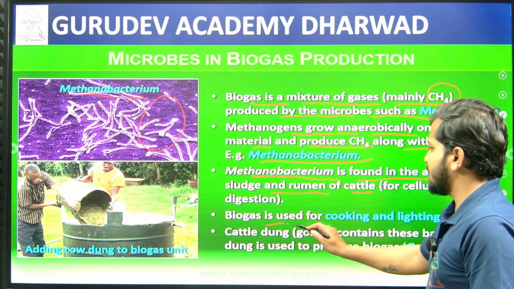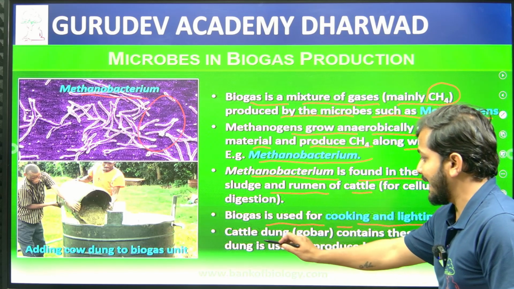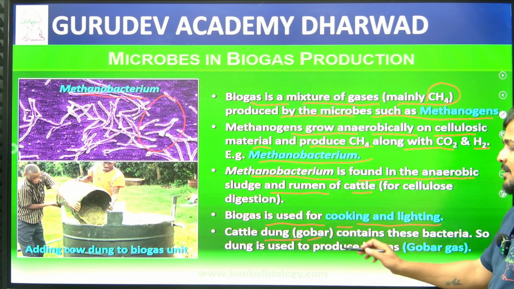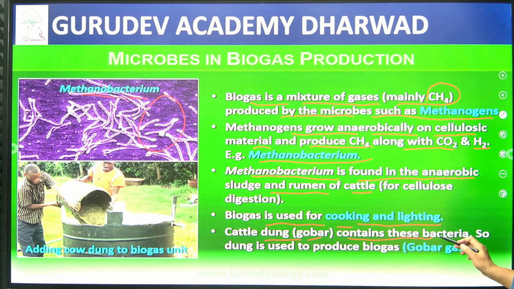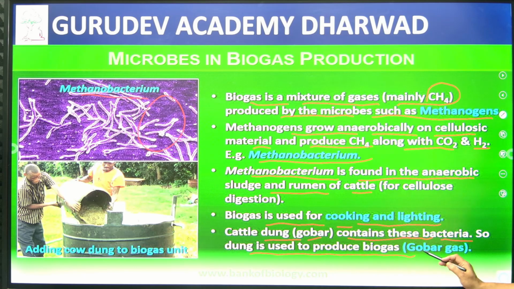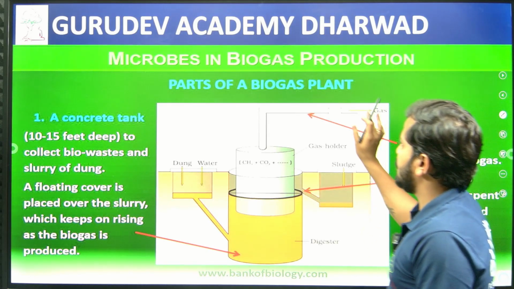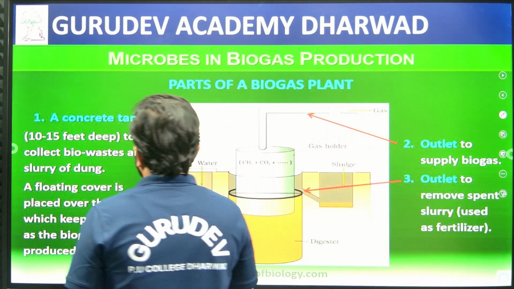Then what is biogas used for? One is cooking and lighting. Cattle dung, which we call gobar, contains these bacteria. So the dung is used to produce biogas, or gobar gas, as we call it, right? Overall, this is the structure of a biogas plant that you are going to find.